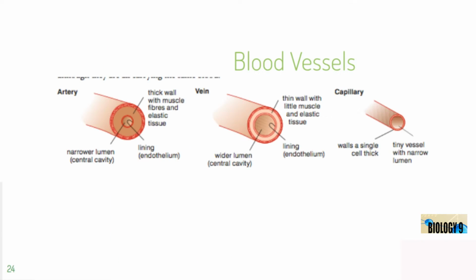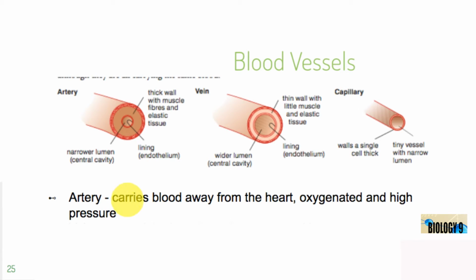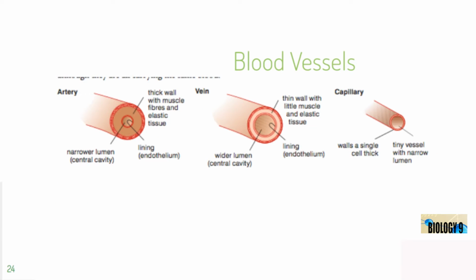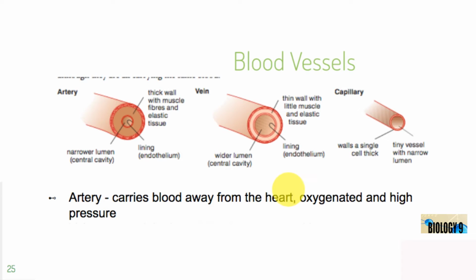Blood vessels. There's three main types. What I'm going to talk about to start with here is the artery. So the artery is what carries the blood away from the heart. So just going back to this one, heart, we've got it going to the body and also to the lungs. These two here are arteries. Because they're being pumped away from the heart, they're on a high pressure, and this is oxygenated blood.